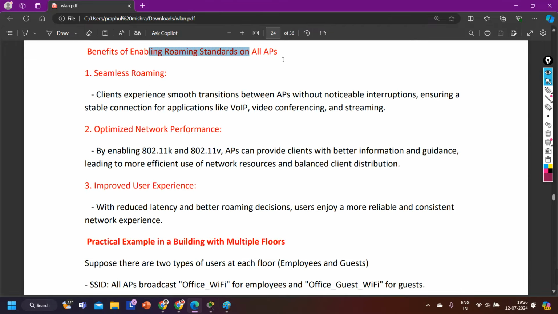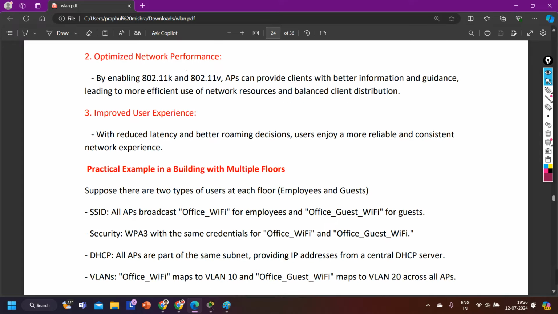Then, guys, the benefit of enabling the roaming standard on all APs. As I told you, seamless roaming, so a client can move from one AP to another AP quickly. We will have less latency, no disturbance. So the client experiences a smooth transition between APs without noticeable interruption, ensuring a stable connection for applications like voice over IP, video conferencing and streaming. Okay, then optimize network performance, improve user experience.